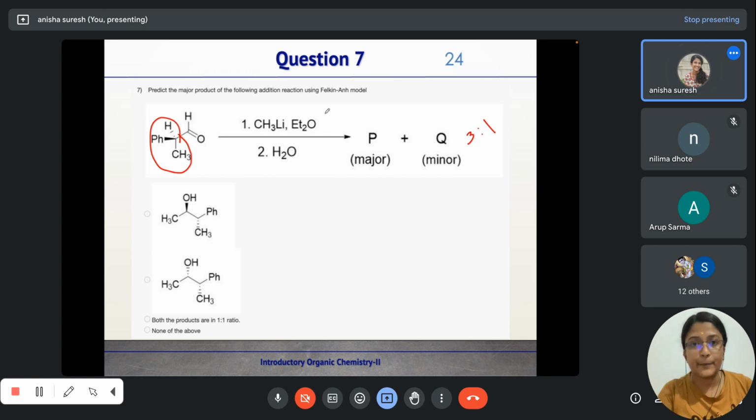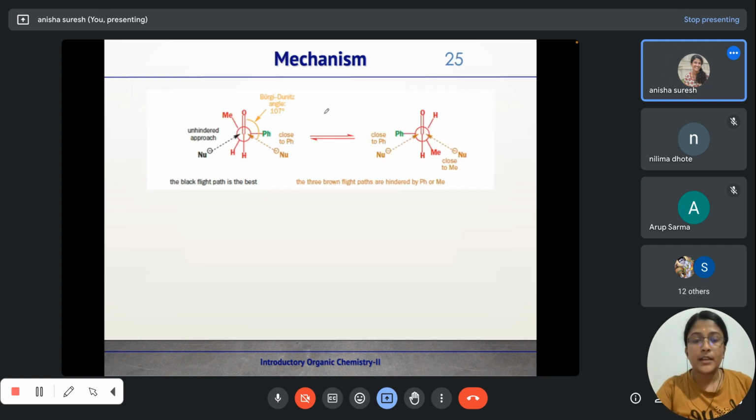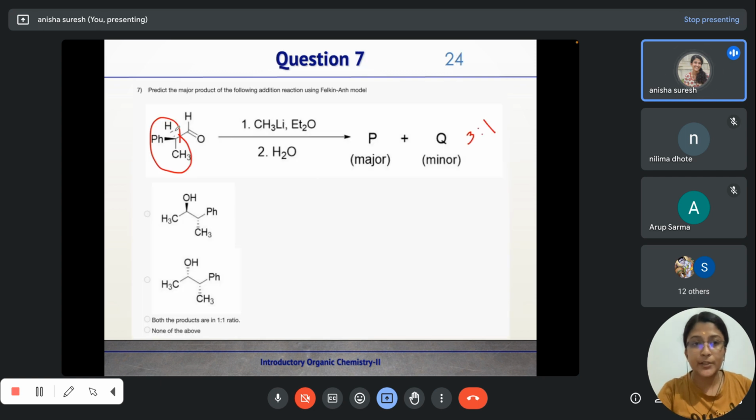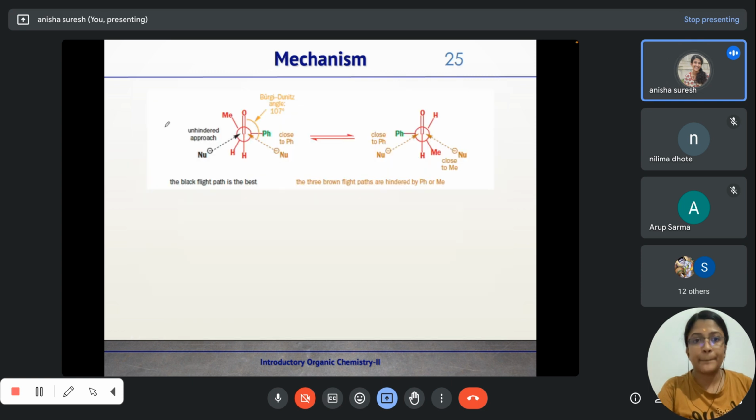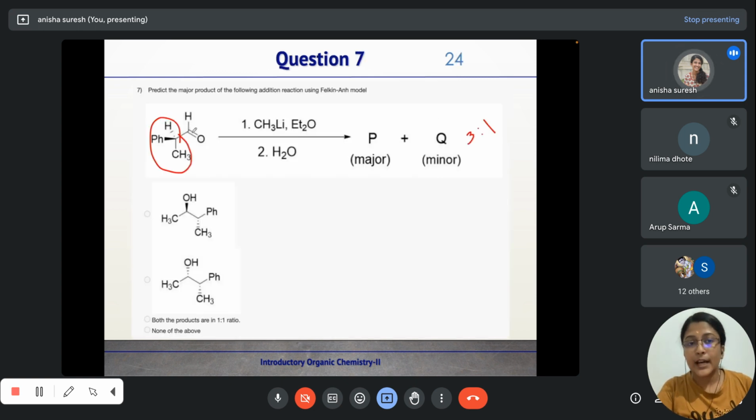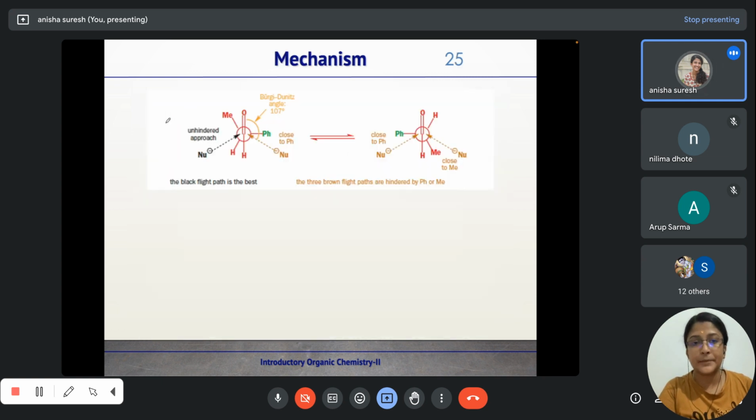Now let us see the mechanism. Then you will be able to predict. So we have seen, this is similar to that. The adjacent carbon is having Ph, CH3 and H, which is similar to the example we have seen in the case of Felkin-Anh model. So this is the Newman projection representation of the compound that is given to us. So the carbonyl is having a hydrogen, and adjacent to that the larger group is phenyl, medium group is CH3, and the smaller group is hydrogen. So this is same as that.